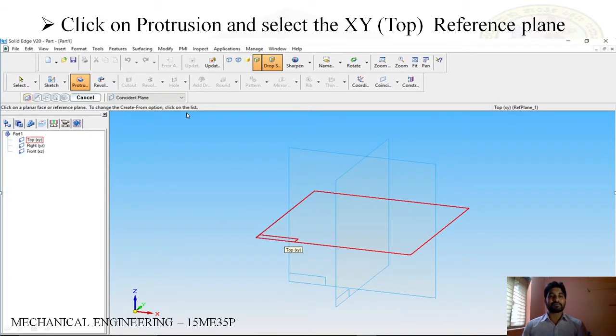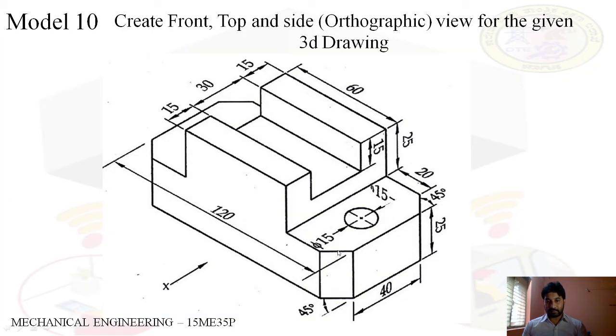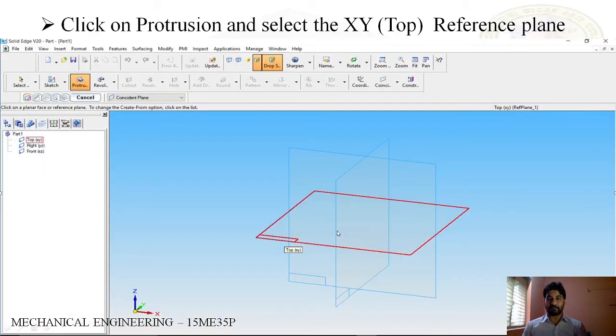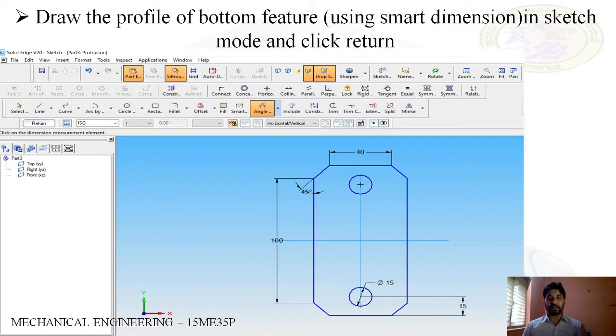So in the first step, you have to select the top reference plane in order to draw the bottom portion of this feature. As usual, you have to create this model in 2 steps. In the first step, you have to draw this bottom feature, and after that you have to draw this top feature. So in order to draw this, you have to go for protrusion command, select this top reference plane. Once you click on the reference plane, it will move to the sketch mode. So in the sketch mode, you have to draw the profile for the first feature like this.